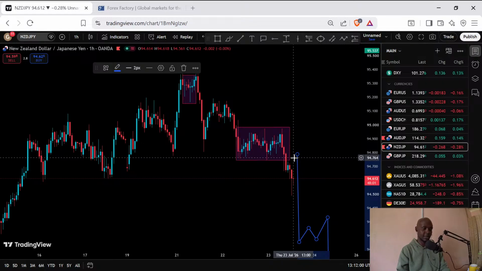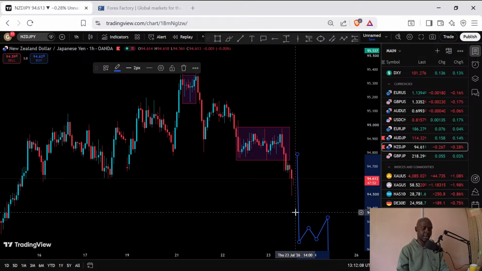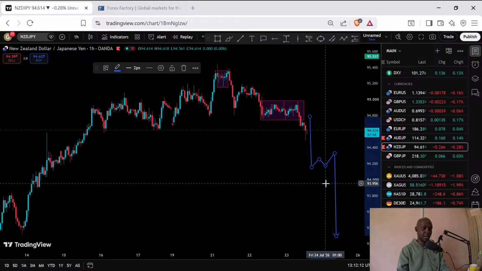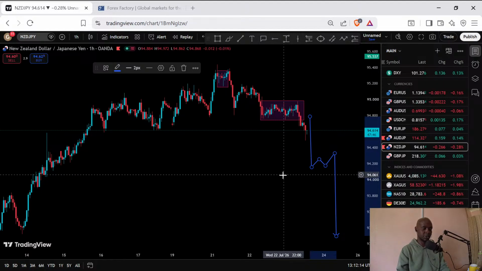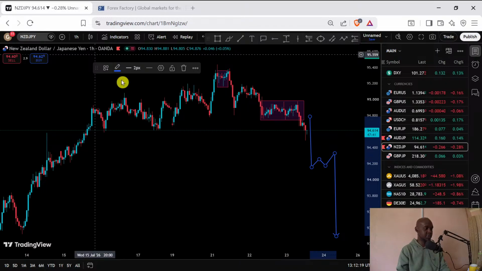I still have enough time. I still have to wait for this candle to close. So ideally I'd like to see this candle breaking the low of the previous candle and closing very strongly for me to start looking for entries on the pullback. But generally I'm still looking for shorts on New Zealand JPY on the swing approach.